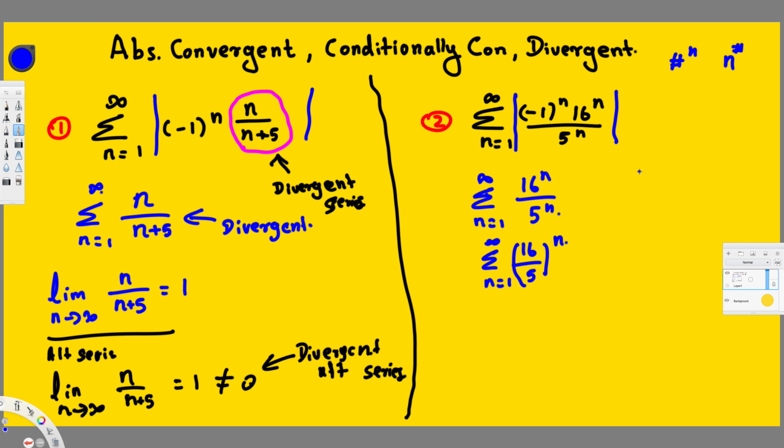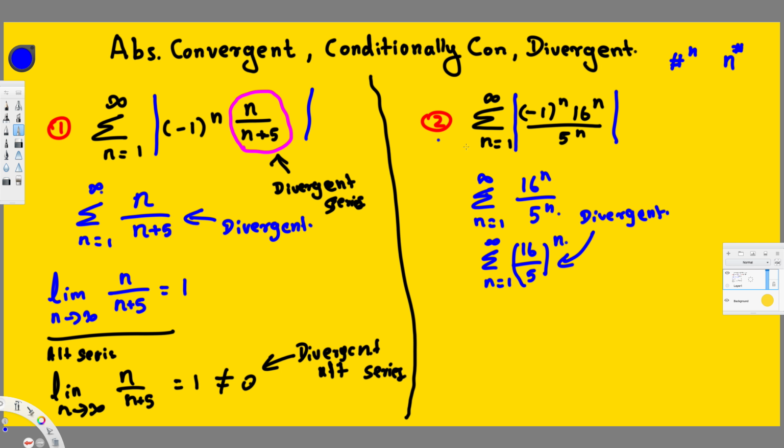In a geometric series, if the ratio is greater than 1, that's divergent. And here you can see this 16 over 5 is definitely greater than 1. So this is a divergent geometric series. So now it fails to satisfy the absolutely convergent situation. Now we have to find whether it is conditionally convergent.